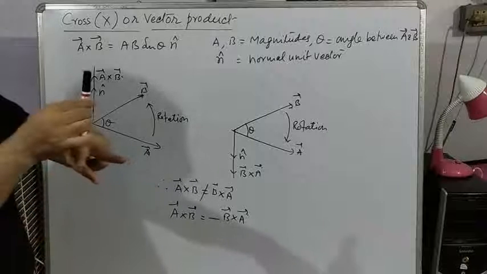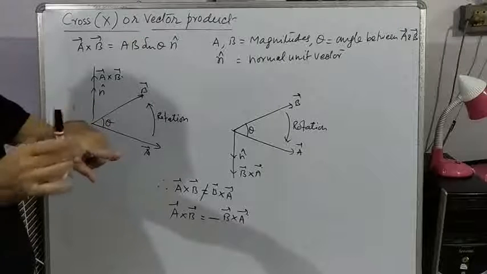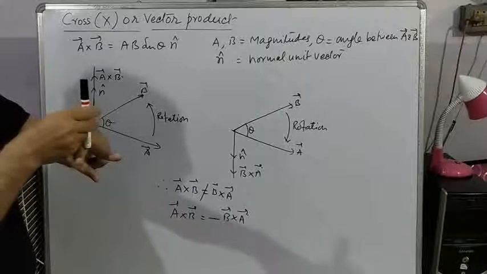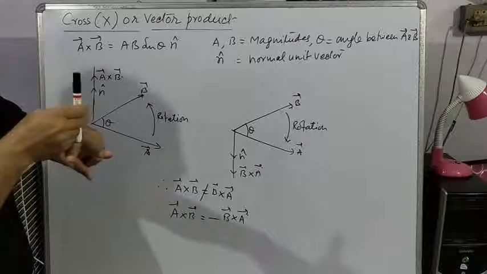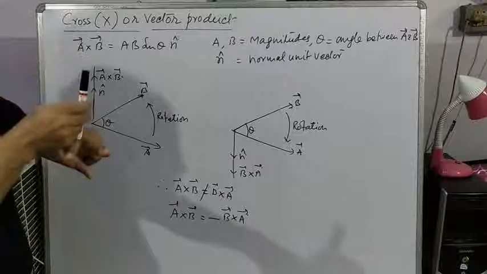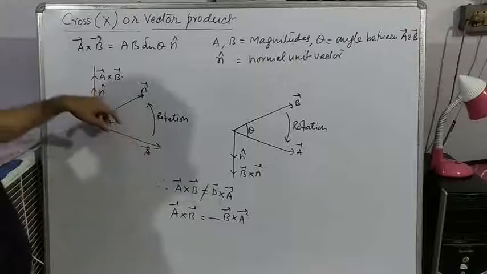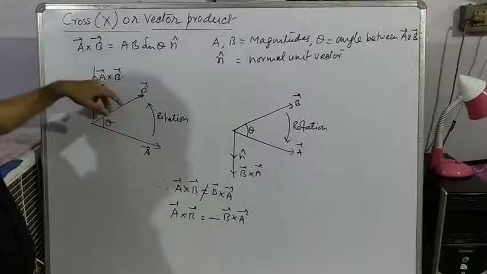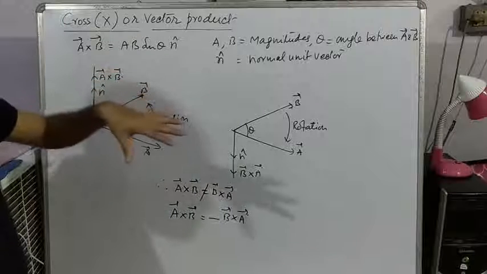and assume a right hand screw here. If A is rotated towards B, right hand screw will rotate like this, and in this condition it will go upwards. So this is direction of n cap, and direction of n cap and direction of cross product are same. So this rule is also called right hand screw rule.